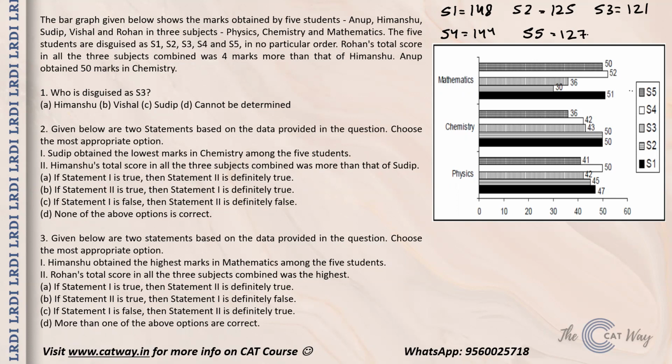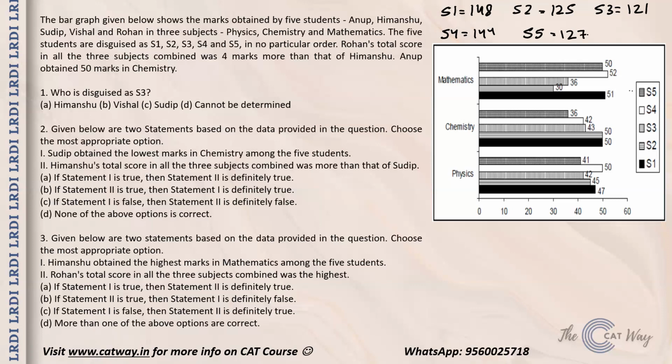And in that case, Anup will be occupying, because Anup has 50 marks in chemistry, so if S1 and S4 are gone, then the 50 marks in chemistry is obtained by S2. So in that case, Anup will be S2. Okay. And the second case is when Rohan and Himanshu are S2 and S3. So Rohan is S2 and Himanshu is S3. Now S2 and S3 are gone, so we have to look at who got 50 marks in chemistry. So it is S1. So in that case, Anup will be the person who will be S1.